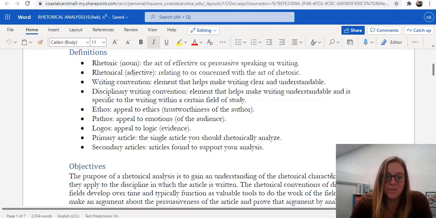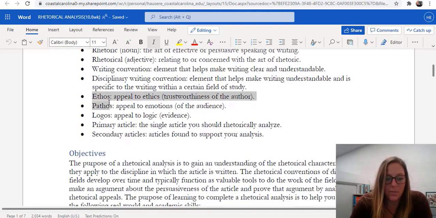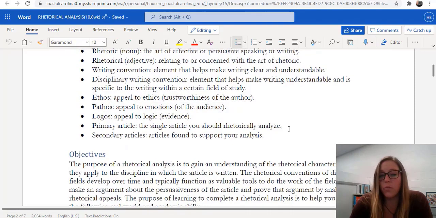So science and English are two different disciplines, and both of those disciplines value different conventions within the writing for their fields. Next, we have the rhetorical appeals, ethos, pathos, and logos. I have a rhetorical appeals video and a reading called Understanding Rhetorical Analysis, so I'm not going to spend any time going over those rhetorical appeals, but you will be analyzing the rhetorical appeals in this essay.